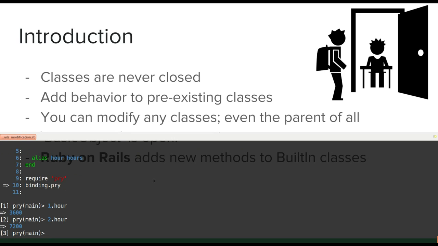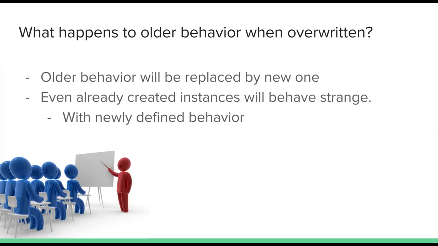This is how Rails ports new behaviors to pre-existing classes. There are a lot of examples of added behaviors we love in Rails. For example, .years, .minute, .seconds, .present. This is the most abundantly used added behavior in Rails. .blank, etc.